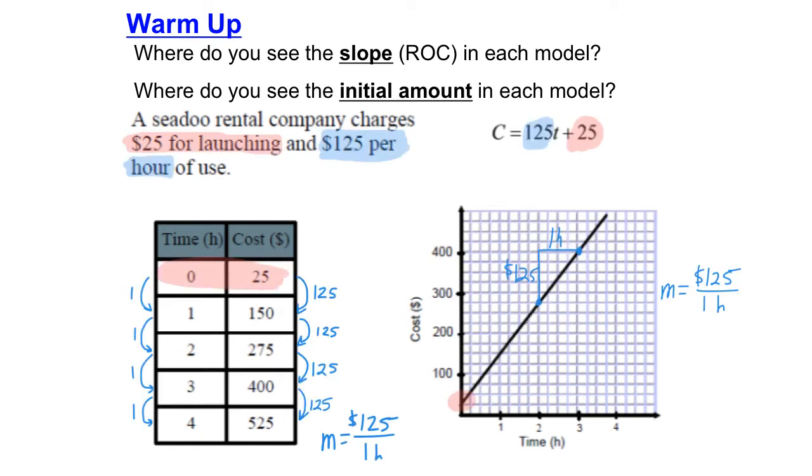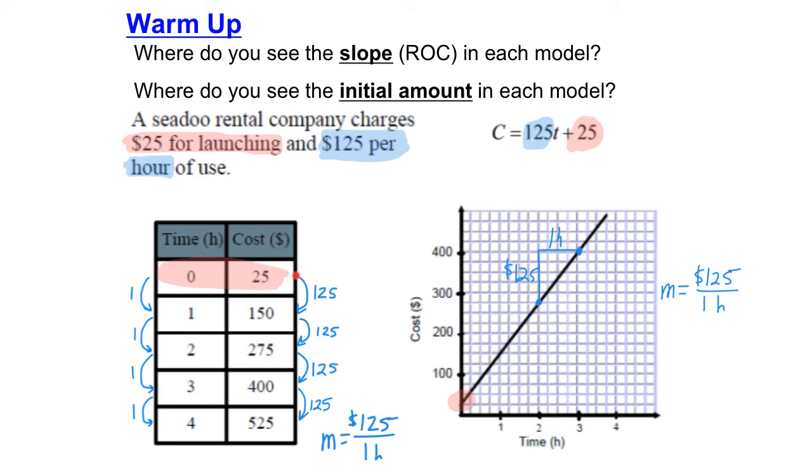So this is just kind of a review of everything we've talked about with respect to slope and rate of change and initial amounts, descriptions, equations, tables of values, and graphs. They're all interconnected. So if we read the description, we see the initial amount is $25 and the rate of change is $125 per hour. We see the same thing in the equation. We see the same thing in the table of values. The initial amount is when the independent variable, the time, is 0. The cost is 25. That's the initial amount.